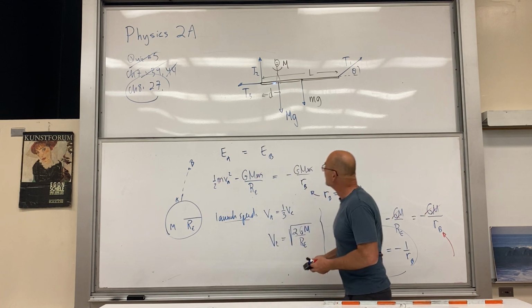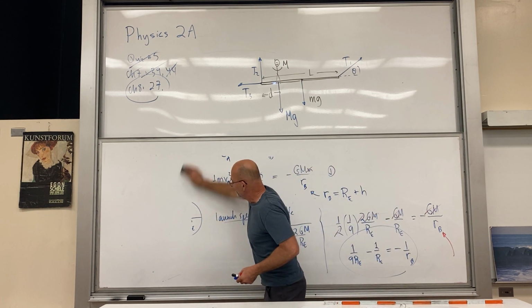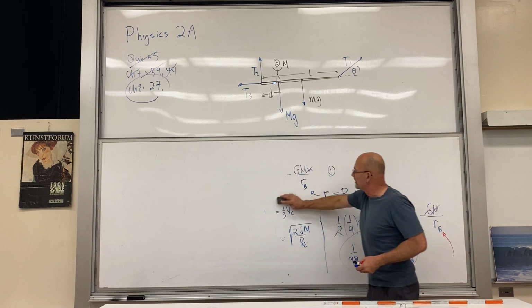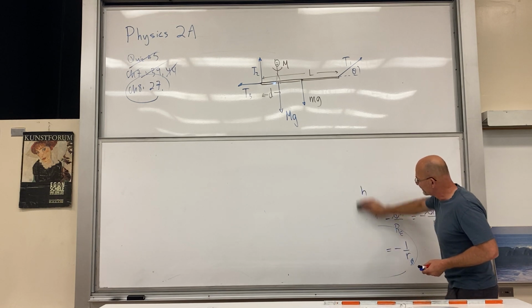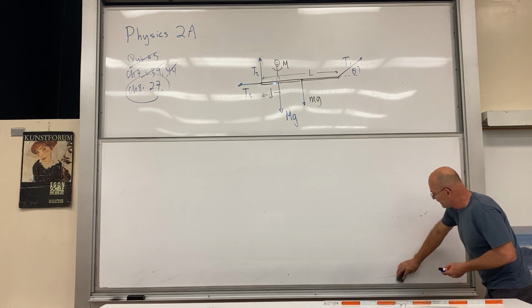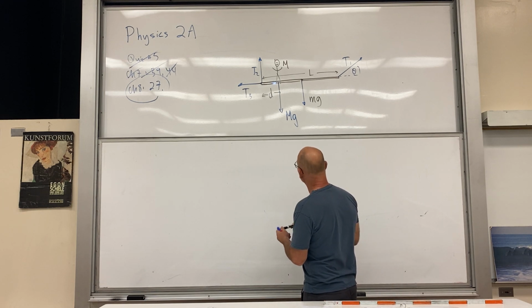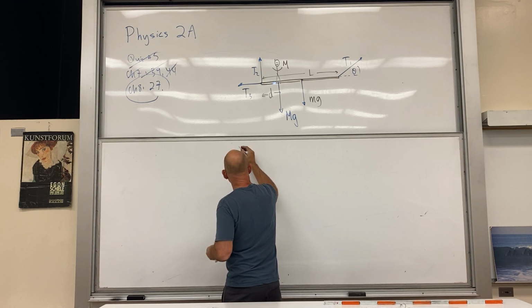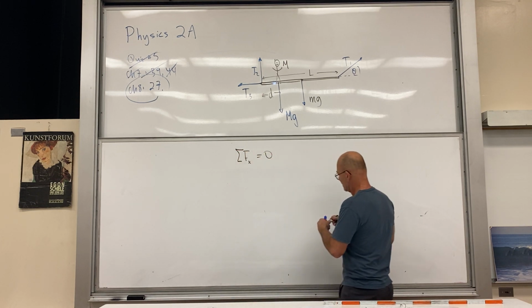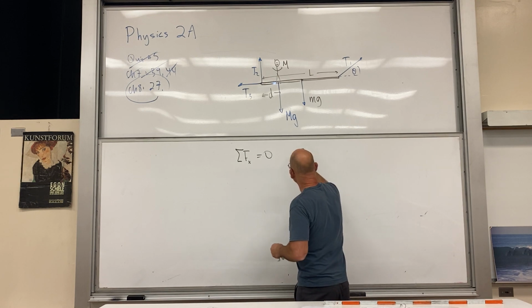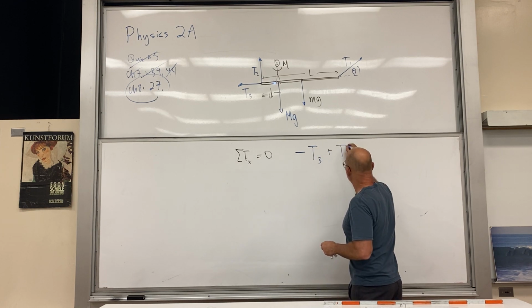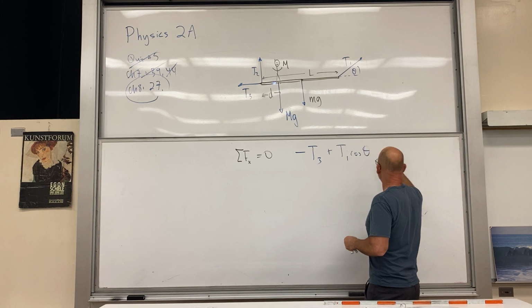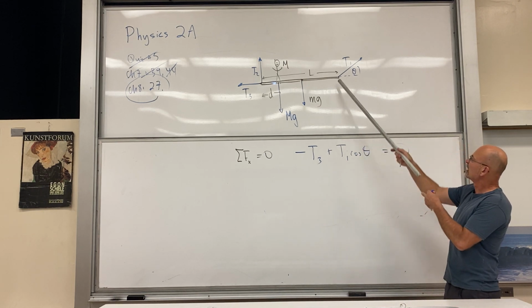So we're going to have three equations from the equilibrium conditions, two from the force and one from the torque. So we'll just set these up and then we'll point at them. So we have the net force in x direction is equal to 0, and that would say that negative T3 plus T1 cosine of theta equals 0, right? That's the projection in the horizontal direction.